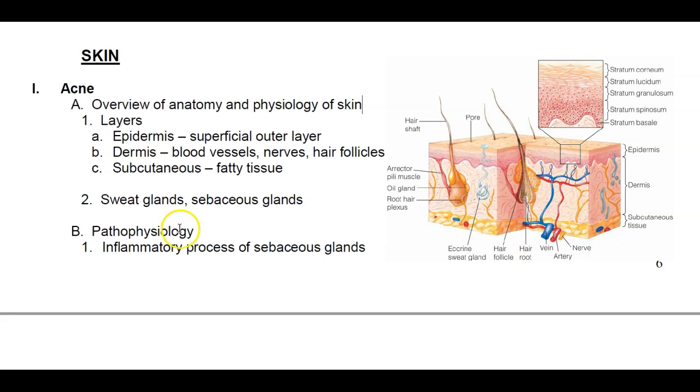And within your skin, you also have your sweat glands and sebaceous glands. So the sweat gland is your eccrine sweat gland over here, and the sebaceous or oil gland is usually found close to your hair follicles.